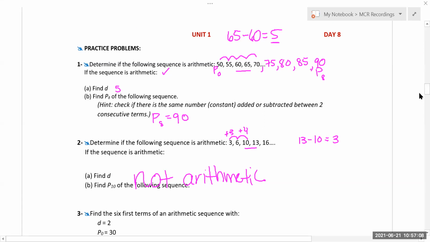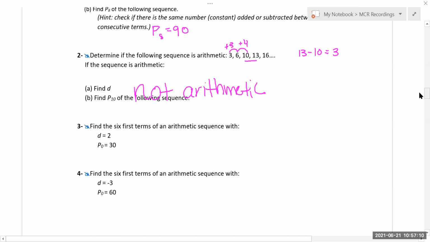Okay, I'm trying to scroll down. So for question 3 then, find the first 6 terms, and now we're given this information. So this tells us that P0 is 30. So we're going to start with 30, and then we're going to add 2 every time until we get 6 terms. So add 2, add 2, add 2, add 2, add 2, 1, 2, 3, 4, 5, 6. So there you go. We'll type all those in.